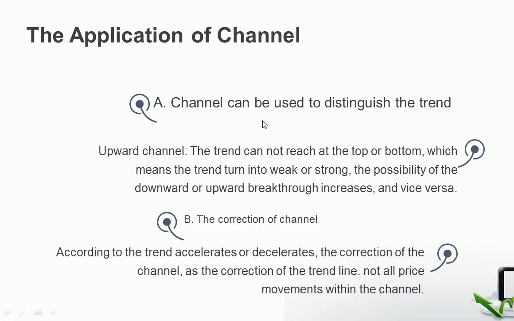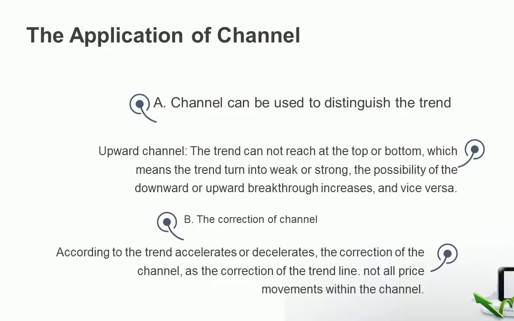So the channel can be used to distinguish the trend. You should know whether the stock is in a downtrend, uptrend or sideways, okay? If you see lower lows and lower highs, this is the downtrend. Higher highs and higher lows is the uptrend. If you see the high point is higher but the low point is lower, this is sideways. So for an upward channel, if the trend cannot reach the top or bottom, it means the trend is turning weak or strong. The possibility of a downward or upward breakthrough increases, and vice versa.